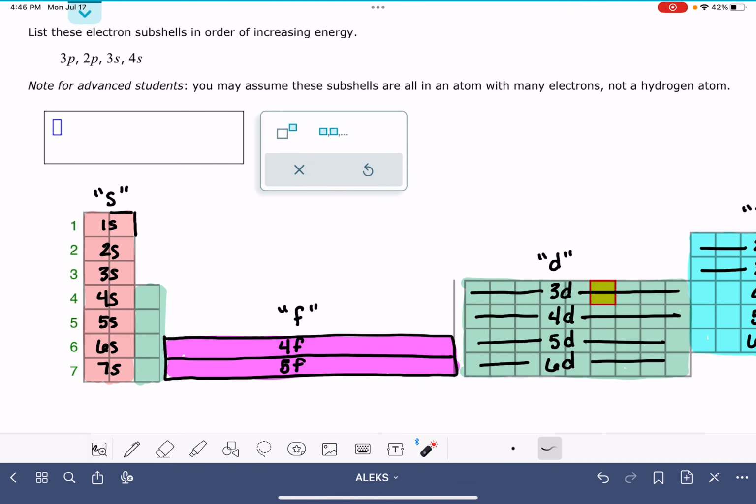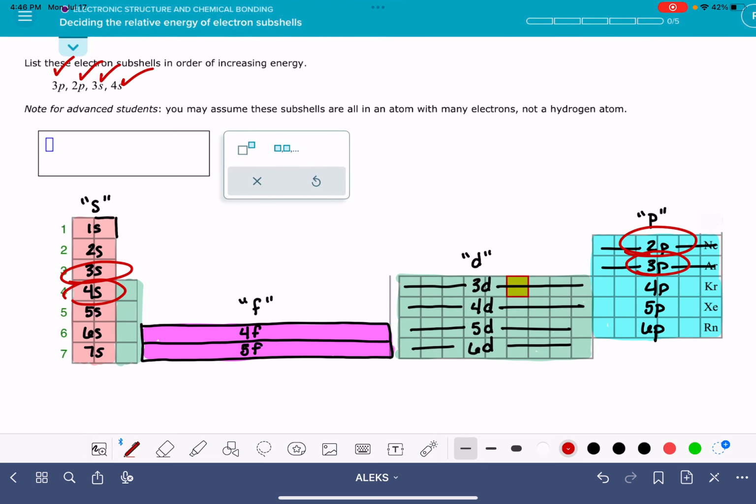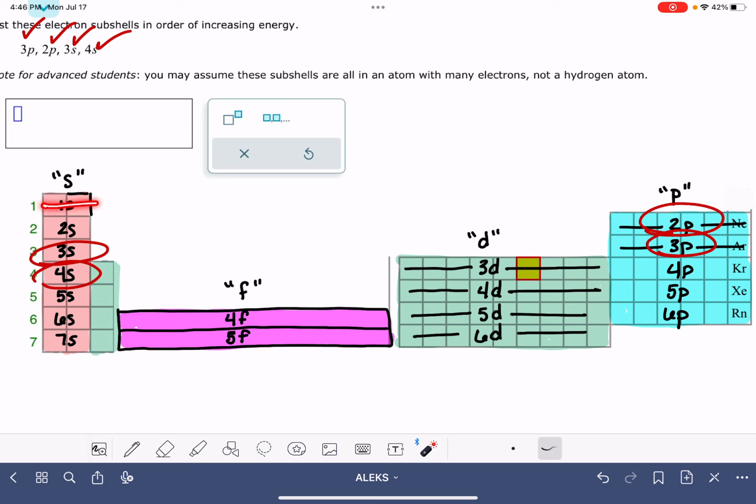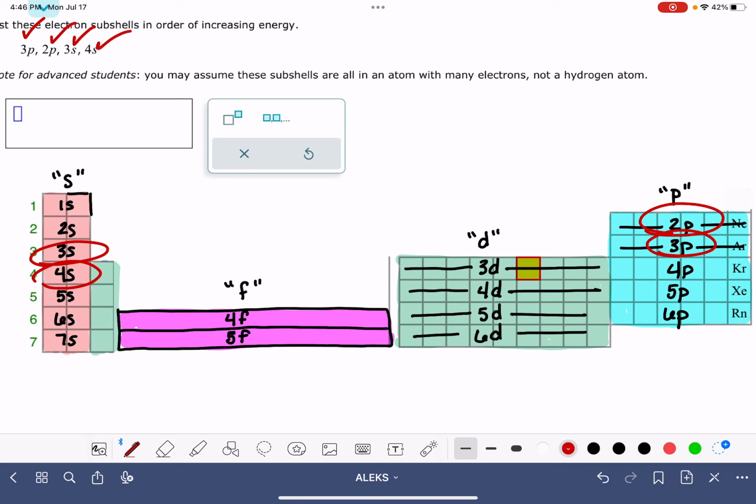So in my problem, I'm going to use a different color here. I have a 3d. Oh, no, I don't have a 3d. I have 3p. I have 2p. I have 3s, and I have 4s. Looking at my periodic table, starting here at the top and just reading across, I can see that I'm going to come to 2p first. So that is my lowest energy. And then after 2p, I'm going to come to 3s. And then after 3s, I'm going to come to 3p. And then after that is 4s.